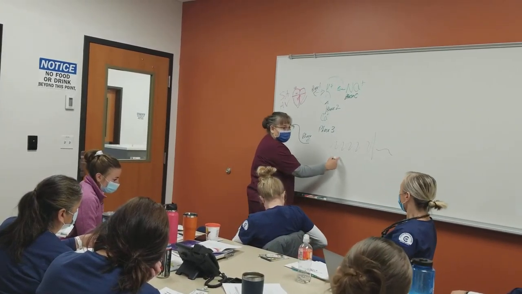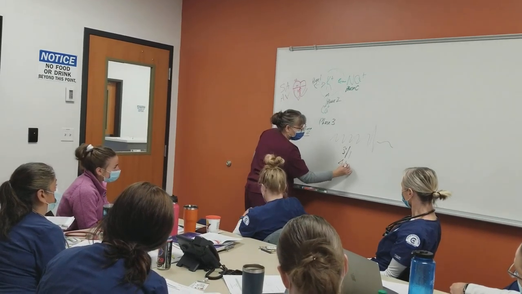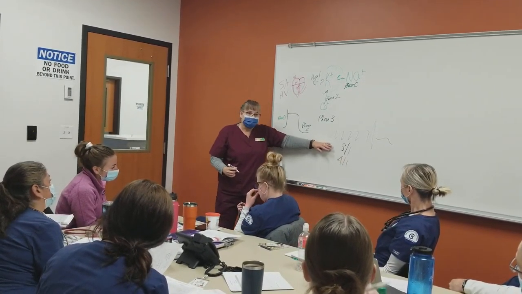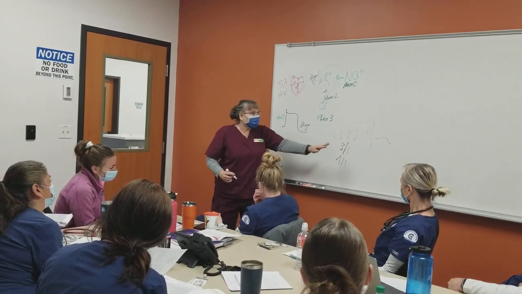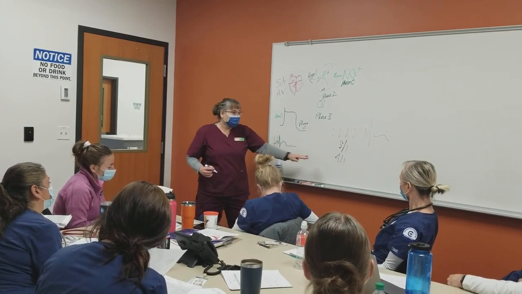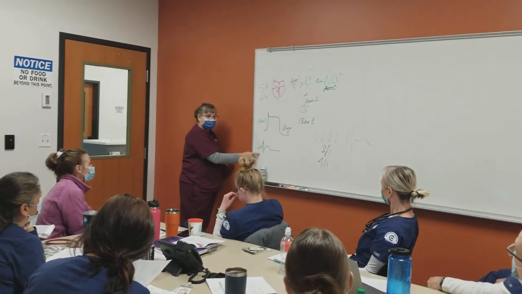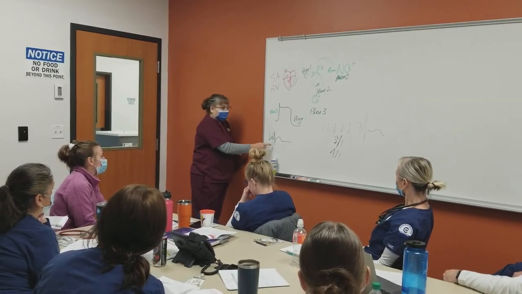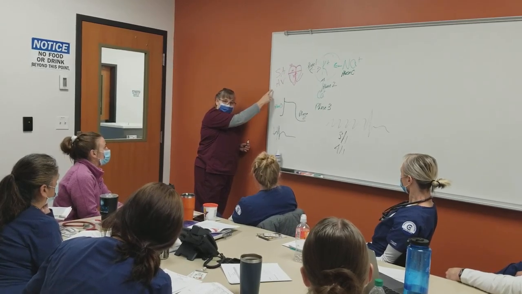So in this situation, we got a 3-to-1 block or a 4-to-1 block in AFib. It's regular. Your QRSs march out. They're regular rate and rhythm in your ventricle, in your QRSs. You got lots of P's, but they're not going through because your AV block is blocking them.